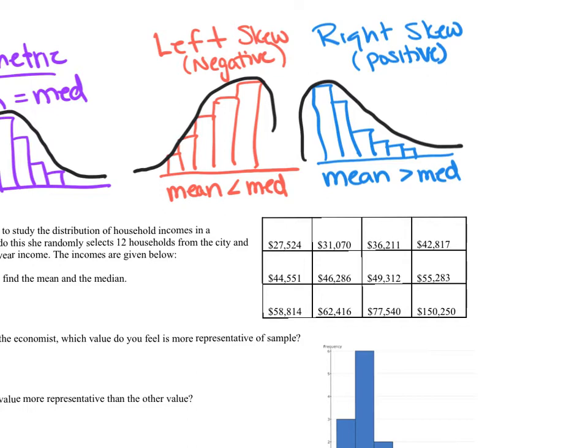And generally speaking, here's how it works. The skew always takes place in the tails. So that means that in a left skew distribution, your mean is in the left tail, while your median takes place in the peaks.